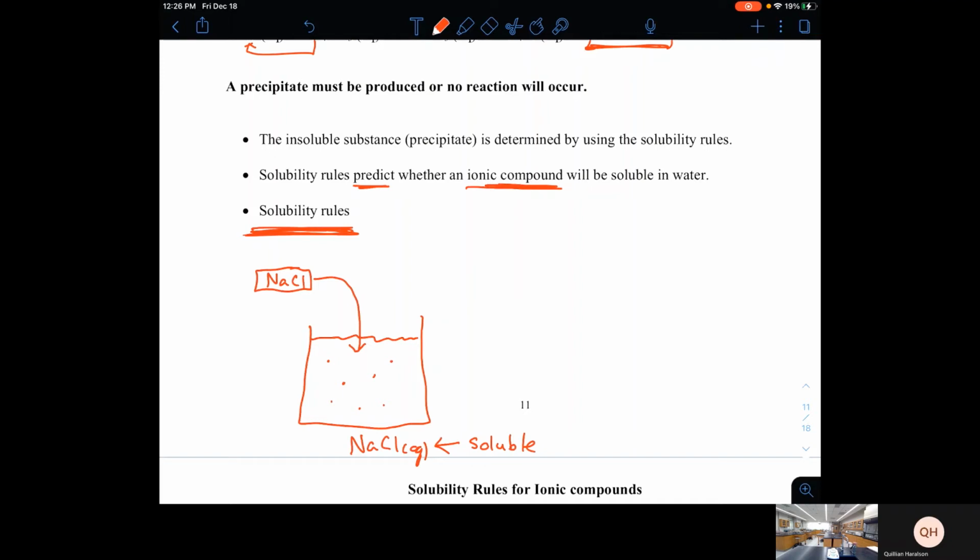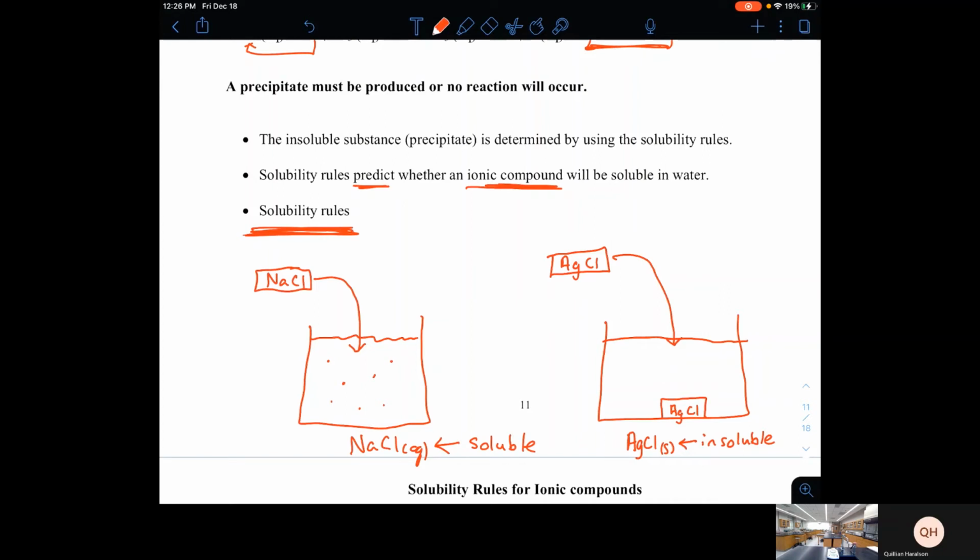But at the same time, if I take something such as silver chloride, AgCl, and if I place silver chloride into water, this silver chloride is not going to dissolve in water. It will just simply plop down to the bottom of the beaker, and I'll just get AgCl as a solid, and I'm going to say that this thing is going to be insoluble. It does not dissolve in water. So I'll just see it plop down to the bottom of the beaker.